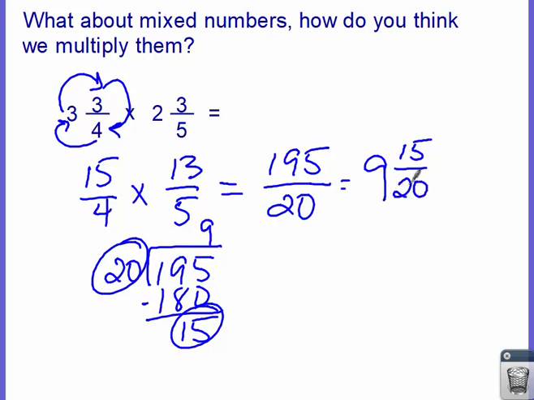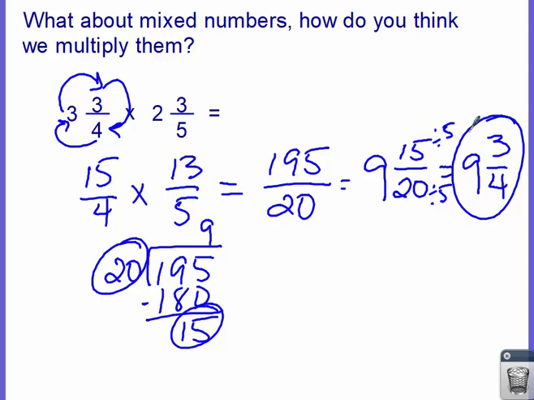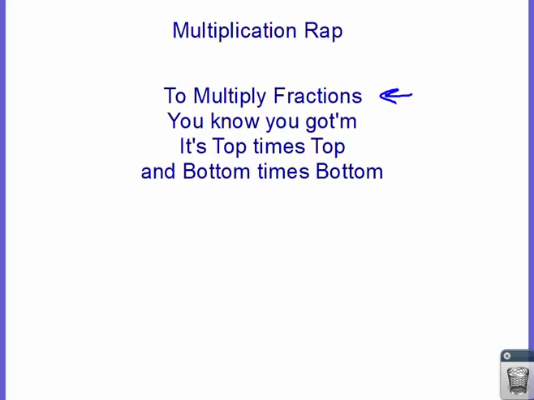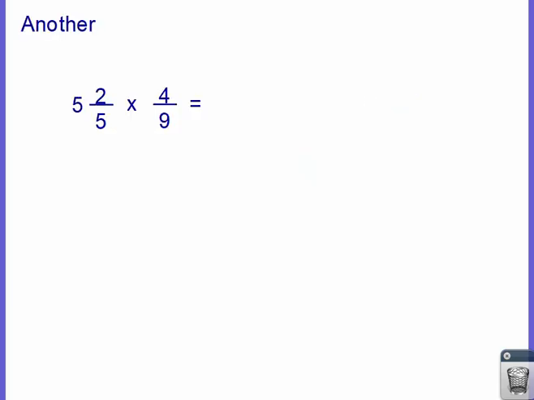Now, am I done yet? No, because now we have to simplify again. But this type of simplifying is, what do these two numbers have in common? And this one is divide by 5, and we end up with 9 and 3/4 as my final answer. And that's how we multiply mixed numbers. Okay, so what if I give you one like this? Well, again, we go back to our wrap. To multiply fractions, do I got them?